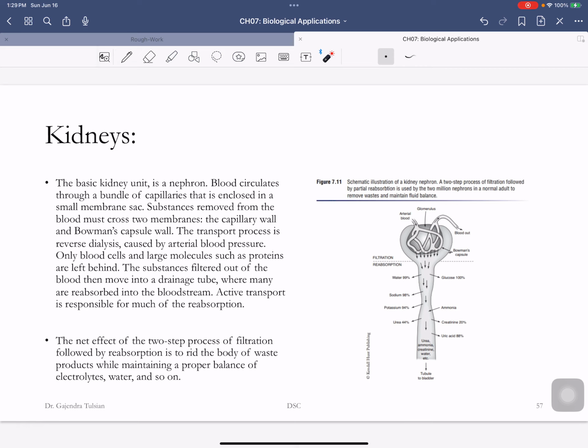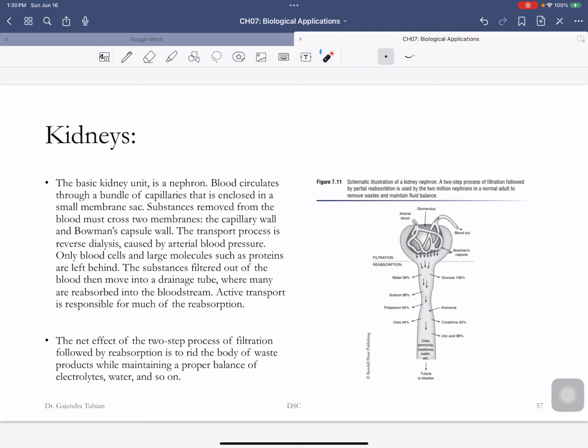Substances removed from the blood must cross two membranes. The transport process is reverse dialysis, meaning you're going from a lower concentration to higher concentration, caused by arterial blood pressure. Only blood cells and large molecules such as proteins are left behind. The substances filtered out of the blood then move into a drainage tube. So again, there's the drainage tube, and you filtered out good with the bad, and all the glucose is reabsorbed. 99% of the water is reabsorbed.